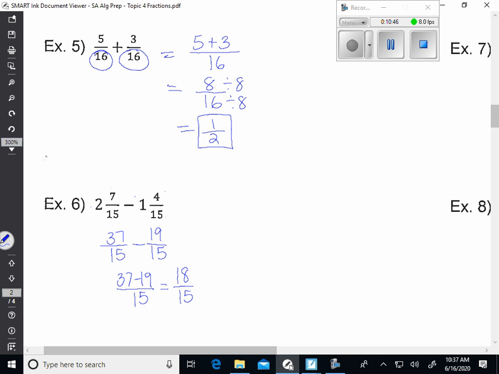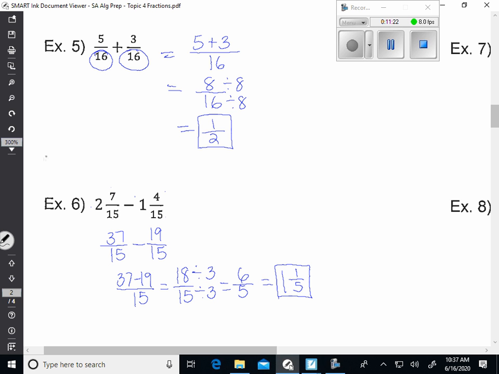18 over 15 can be reduced. Divide the top and the bottom by 3. And that gives you 6 over 5. And if you don't want to leave it as an improper fraction, you can change it to 1 1/5. Now, some of you might be saying, well, Mr. O, I didn't have to change them to improper fractions in order to solve that out. And that's fine if you chose not to do it that way. It will work just as easily if you do it as is.